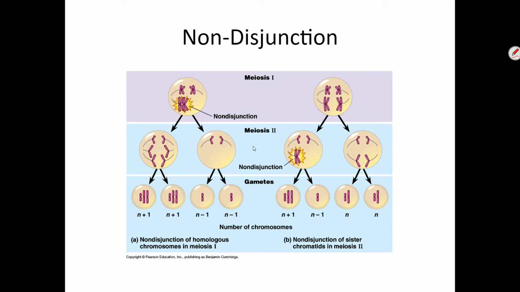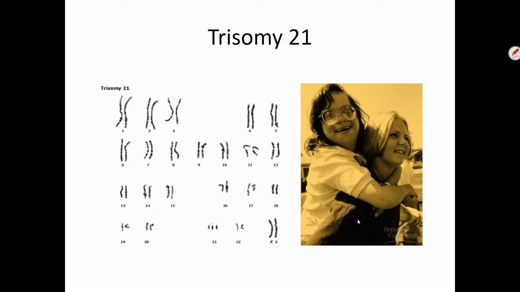And so when nondisjunction occurs in meiosis 1, you have two N plus 1s and two N minus 1s. Notice here on this side, nondisjunction occurs in meiosis 2, where sister chromatids fail to separate. And so one cell has N plus 1, the other has N minus 1, but over here, these separate normally, and so these are just called N. And so nondisjunction can occur in either meiosis 1 or meiosis 2.